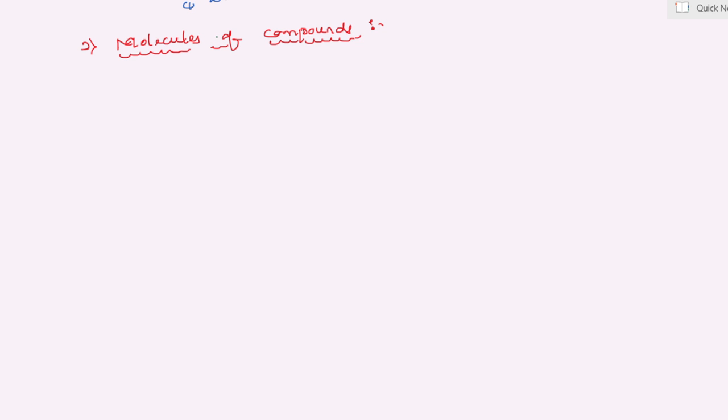Let us see what is meant by a molecule of a compound. Here, atoms of different elements join together in definite proportion to form a molecule of a compound.